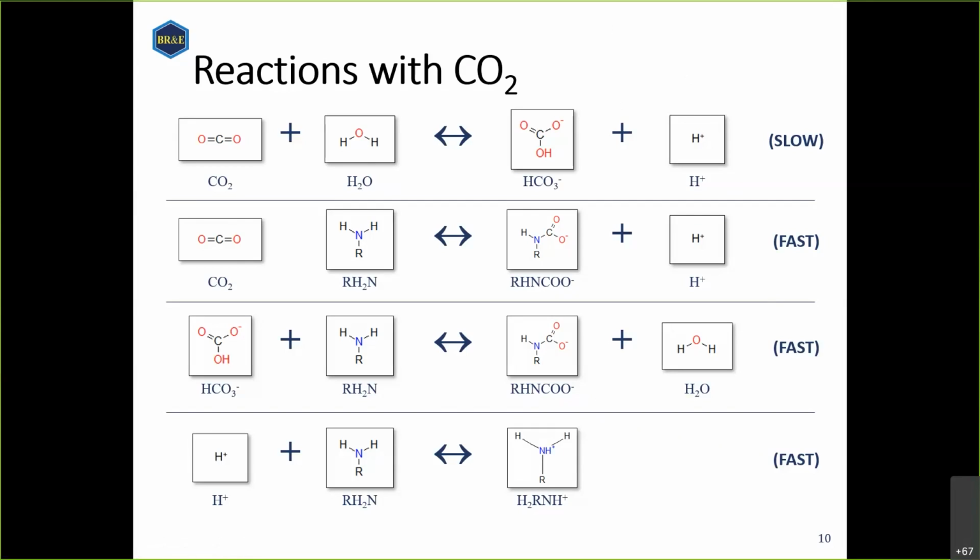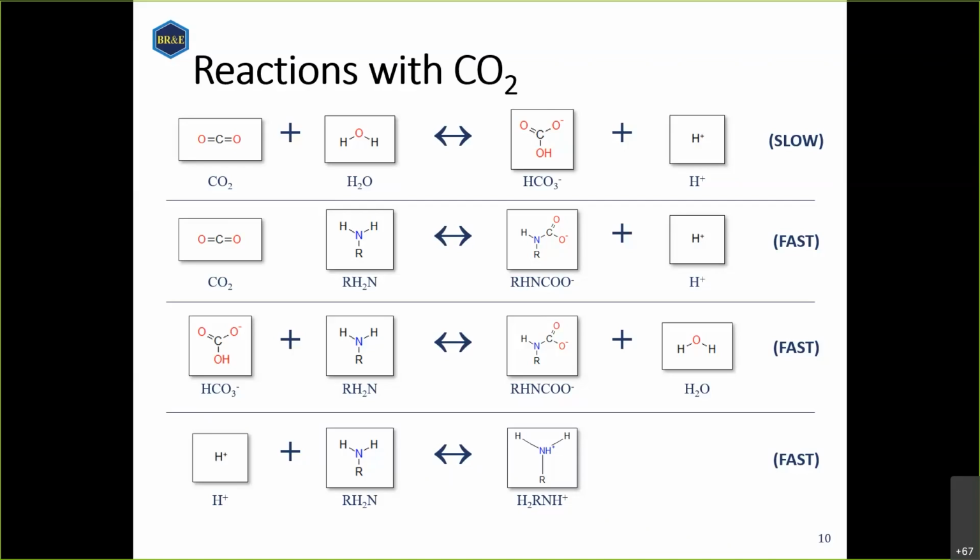The key thing that we have to remember here is that the kinetics of the first reaction, the CO2 reacting with water to form bicarbonate, is a relatively slow reaction. And when I say relatively slow, what I mean is that if we're thinking about the time scales that we have in a typical tray absorber, where the residence time on a tray is on the order of 1 or 2 seconds, this reaction is slow in that context.